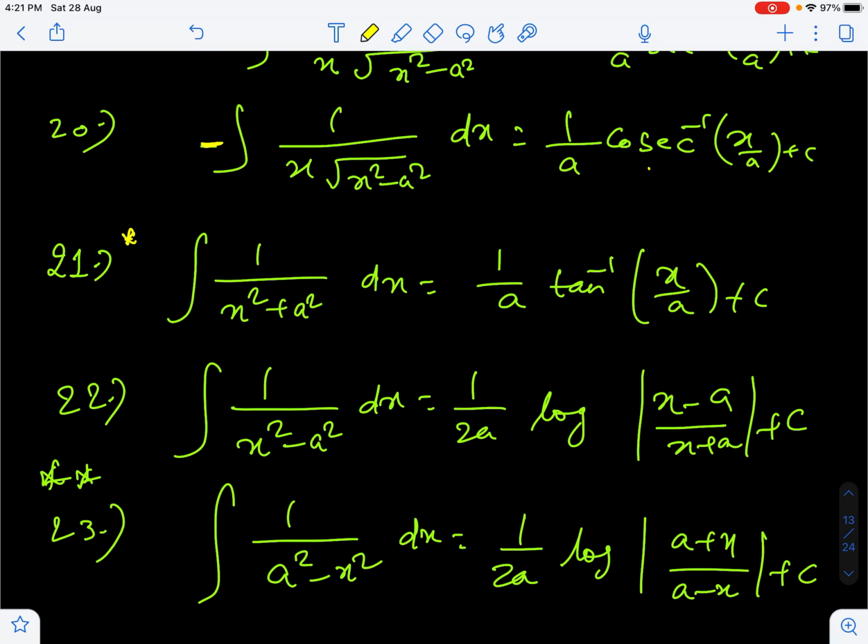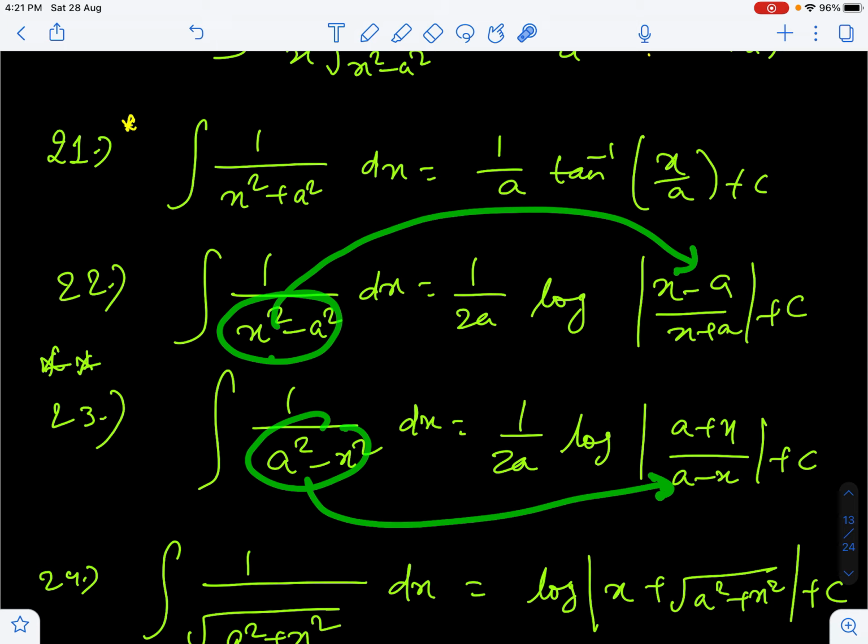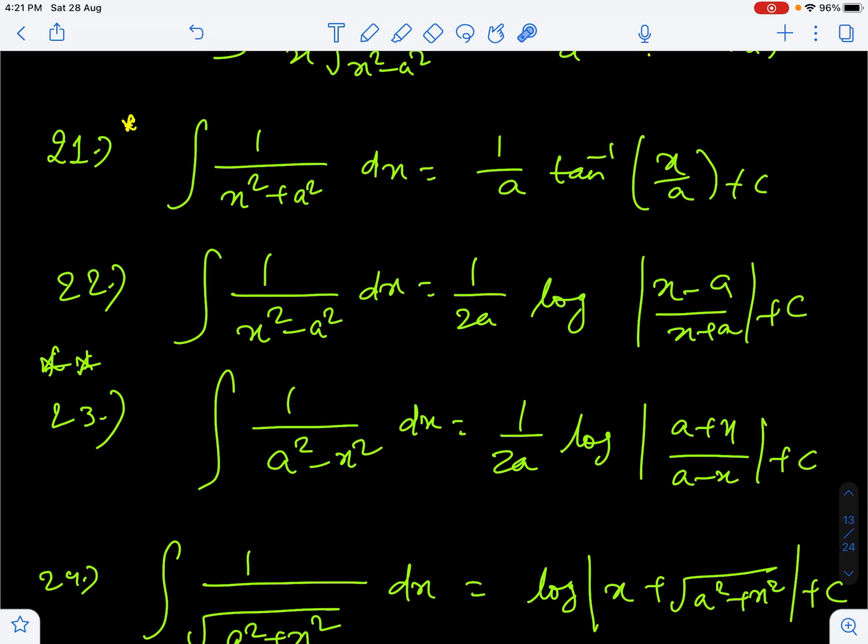Integration of 1 by x square minus a square. Don't confuse, this is minus here. So 1 by 2a log of x minus a upon x plus a mod. 1 by a square minus x square, this is minus of this term. So 1 by 2a log of a plus x upon a minus x. One thing you have to keep in mind, if it is x minus a here, as it is it will go in numerator. A minus x will come in denominator. So these things you have to keep in mind.